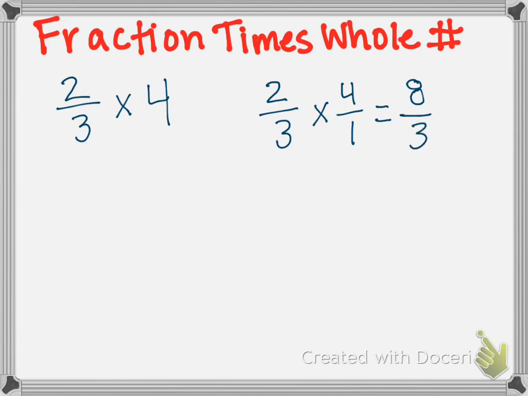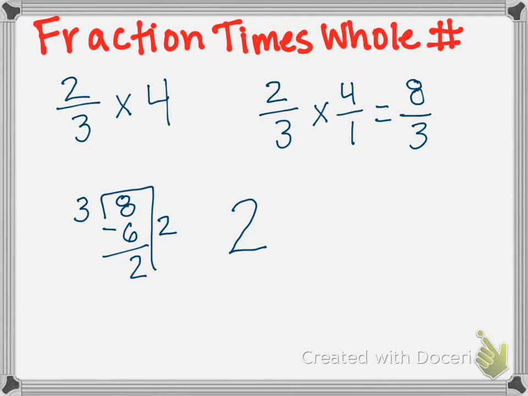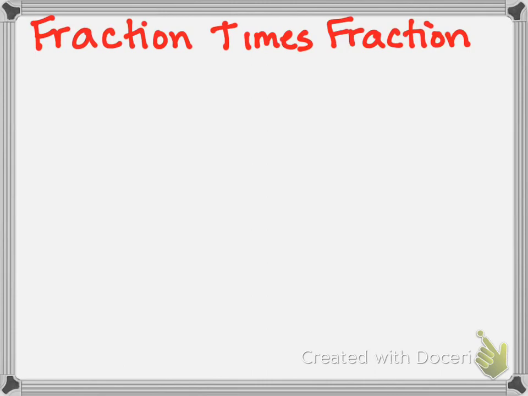And our final step is to simplify. In this case, we want to go from an improper fraction to a mixed number. So we're going to divide our numerator by our denominator. Our quotient is our whole number. Our remainder is our new numerator, and our denominator stays the same. So 2/3 times 4 is 2 and 2/3. Why don't you practice 1?